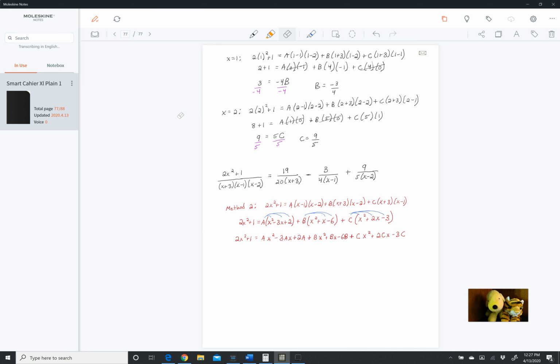So first we multiply. Multiply each of these factors together. And then we distribute the constants. Now we're going to rearrange so like terms are together.